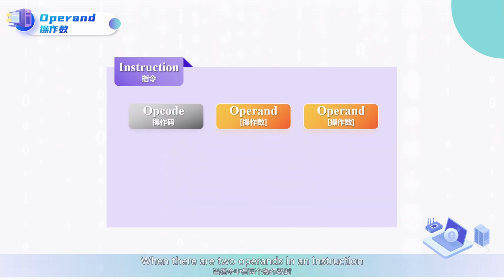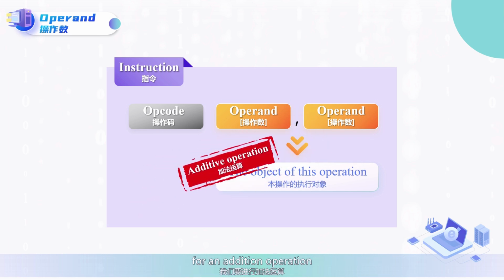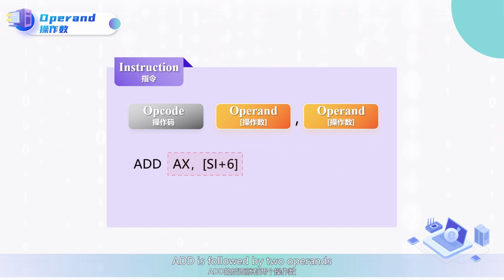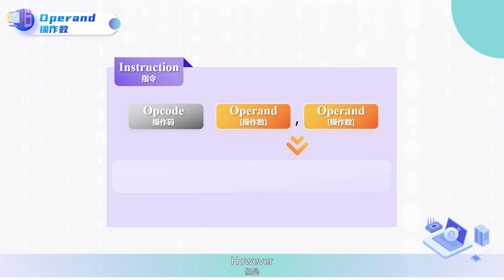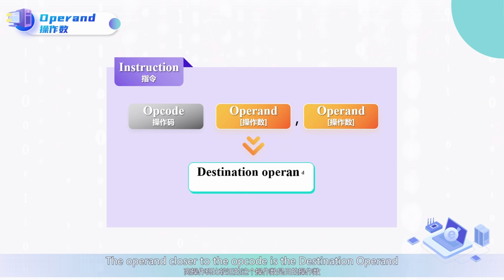When there are two operands in an instruction, they are separated by a comma, indicating the objects on which the operation is performed. For example, for an addition operation, we need to specify the addend and the adjunct. ADD is followed by two operands, which are the addend and the adjunct. However, the meaning of the operands differs depending on their positions. The operand closer to the opcode is the destination operand.